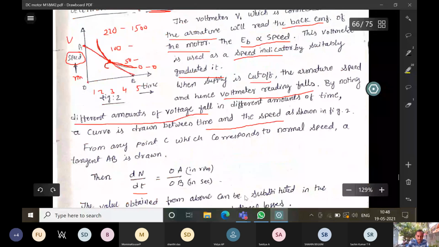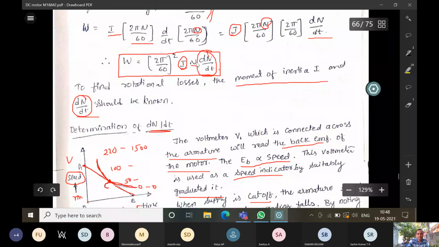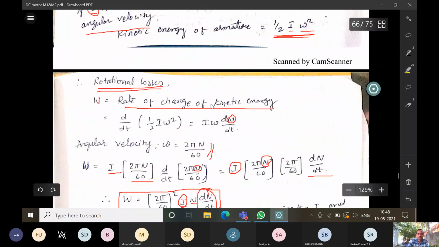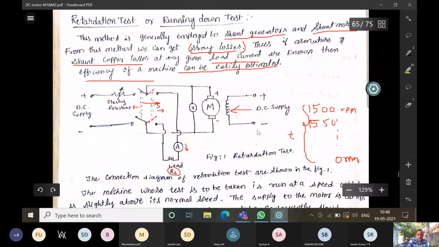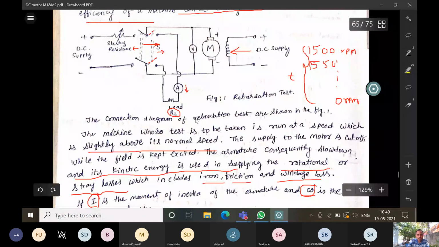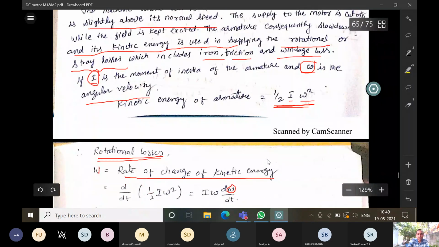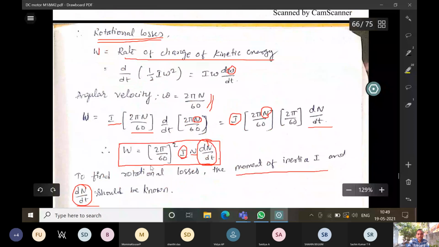Is it clear how to determine the change in speed with respect to time? The remaining term is moment of inertia, which we need to find out. In the retardation test, the kinetic energy in the motor is to be calculated. Energy in the armature is half into I into omega square. Then find out the rotational losses and the rate of change of kinetic energy, and you will get the expression.